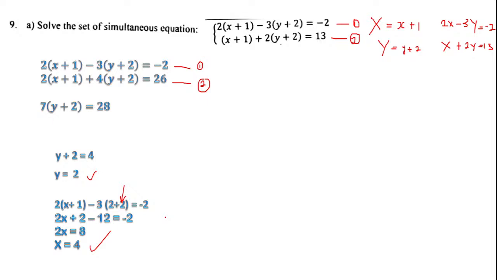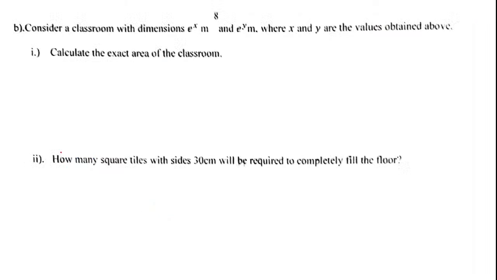Now let's continue with this question. Consider a classroom with dimensions e to the power x meters by e to the power y meters, where x and y are the values obtained above. Recall that our x was 4 and our y was 2. Calculate the exact area of the classroom. So how do we calculate the area of the classroom? It is given by length times width, right?